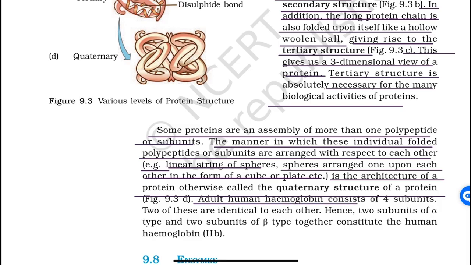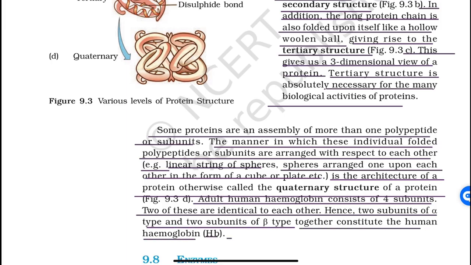Adult human hemoglobin consists of 4 subunits. Two of these are identical to each other, hence 2 subunits of alpha type and 2 subunits of beta type together constitute the human hemoglobin, Hb.